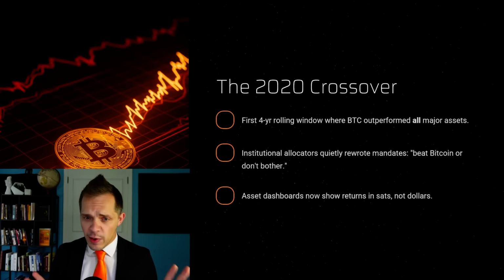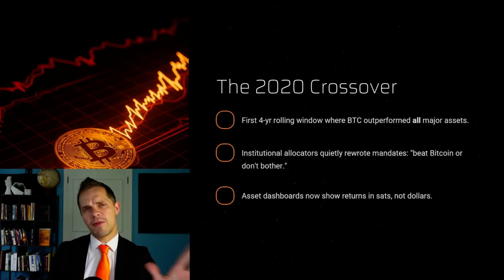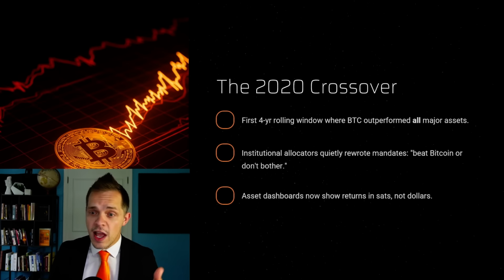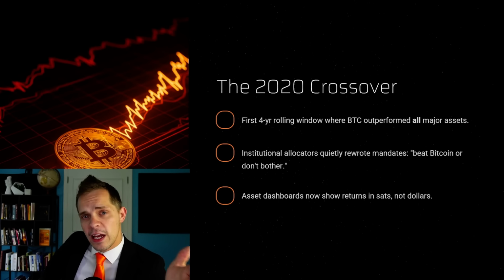Stocks are now evaluated in fractions of a Bitcoin rather than the other way around. If your flagship fund earned 15% annualized from 2016 to 2020, congratulations, you still underperformed digital entities produced by hobbyists with surplus GPUs. That's not a branding problem, it's a capital allocation crisis.